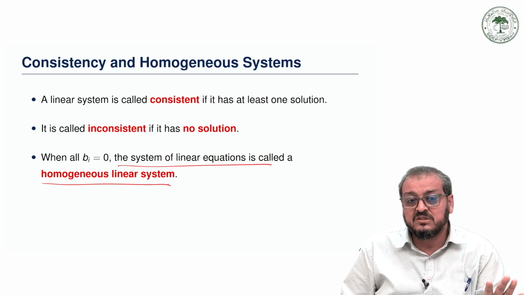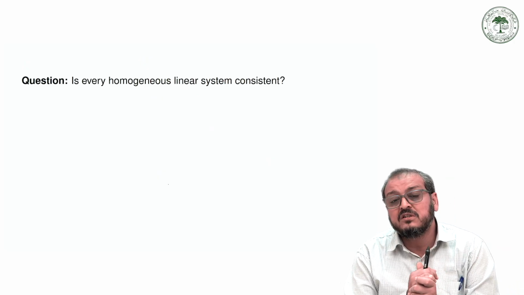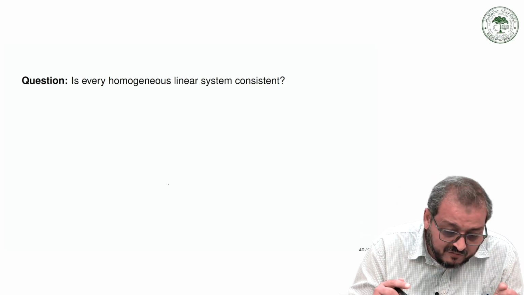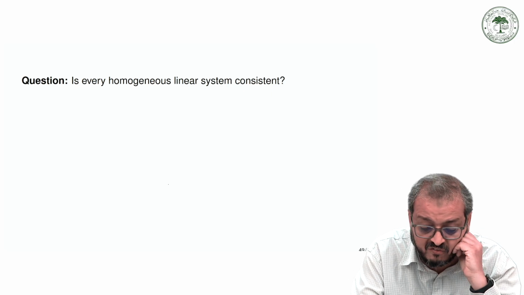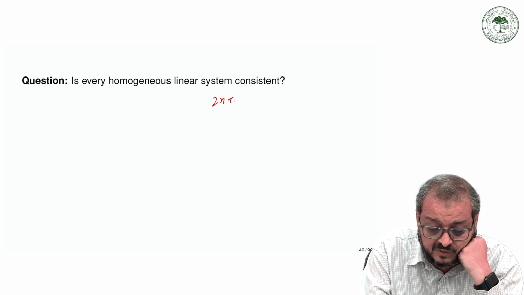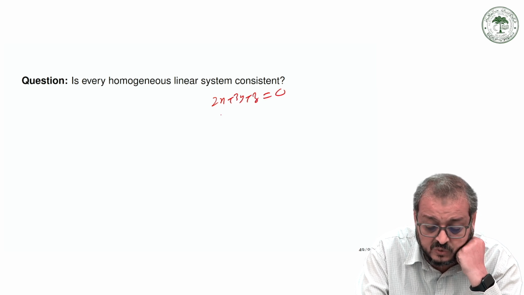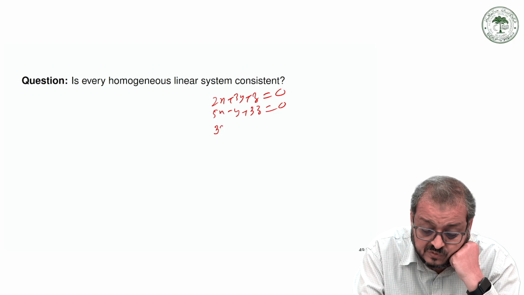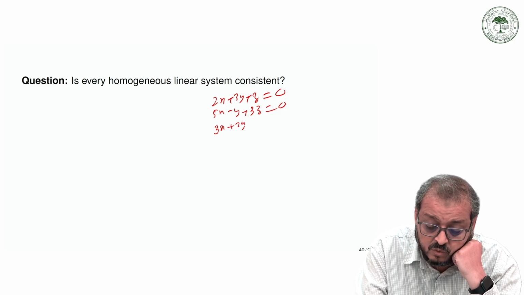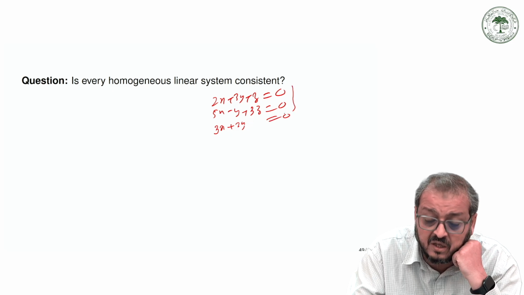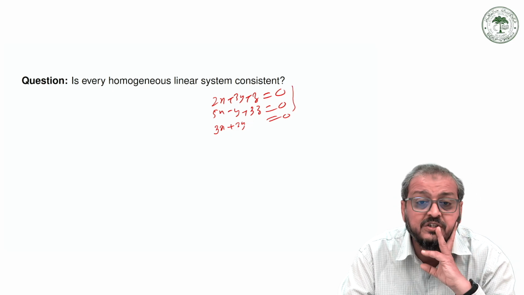Now the natural question is: is every homogeneous linear system consistent? That is a very interesting question. For example, take 2x + 3y + z = 0, 5x - y + 3z = 0, and 3x + 2y + ... = 0. This is the system of equations, and it is clearly a homogeneous system of equations.